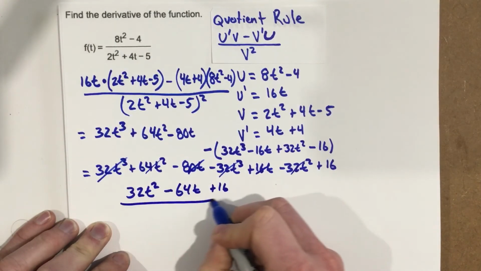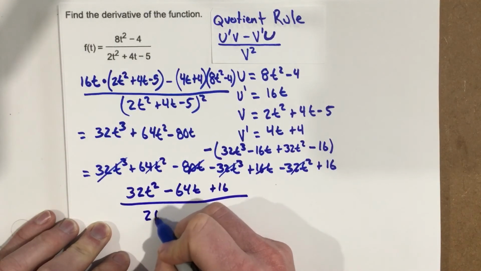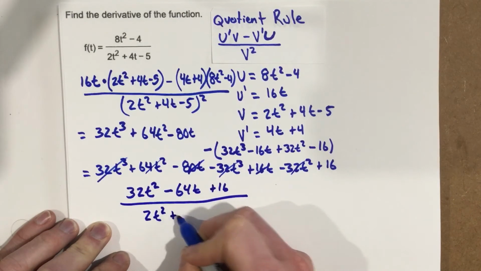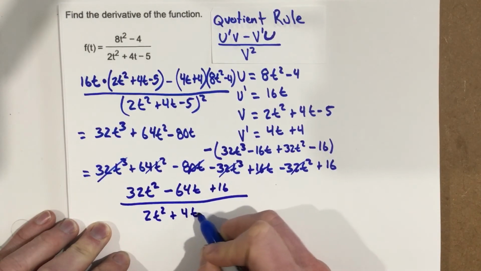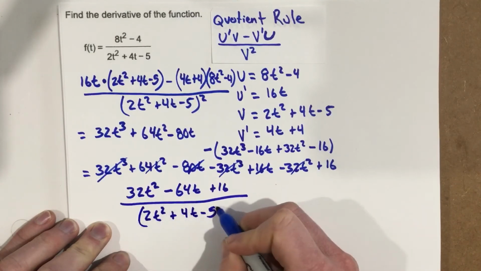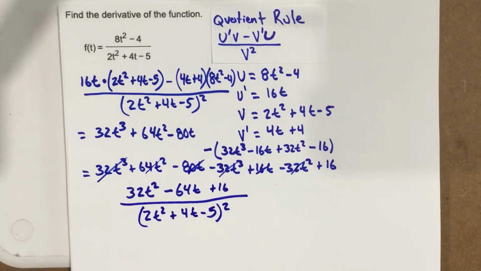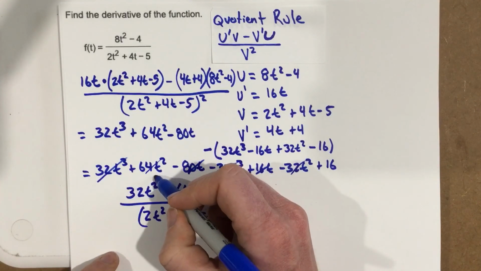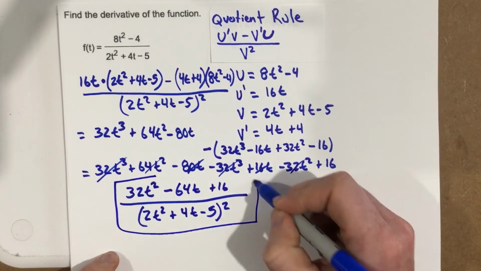And that's all over 2t squared plus 4t minus 5 squared. I think at this point, this is probably as simple as we can go. Yes, I think this is as simple as it'll go. So this is the answer to the problem.